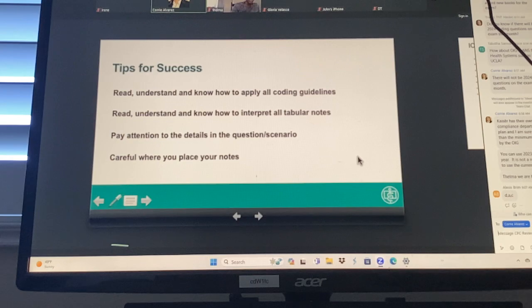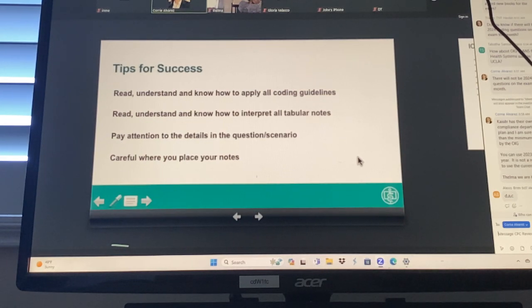The last thing you want to do is keep reading the question 2 or 3 times. You want to be able to read the question once, and as you read, underline what you think is most important in the question. And again, careful where you place your notes in the coding books. If you have notes all over, you're going to be lost. In fact, several students have told me that they just couldn't find where they put their notes. They couldn't interpret their notes in some cases.